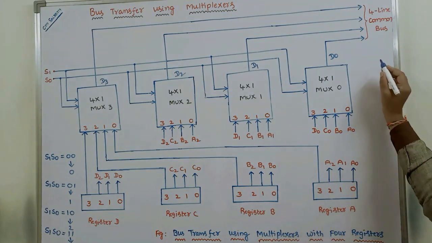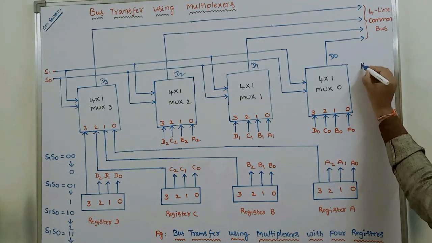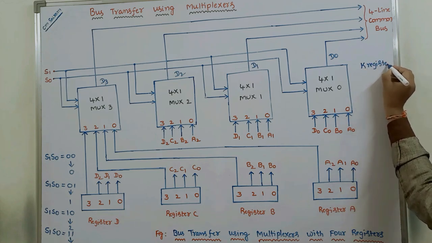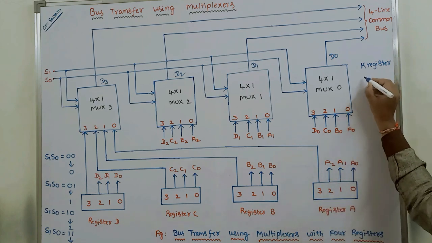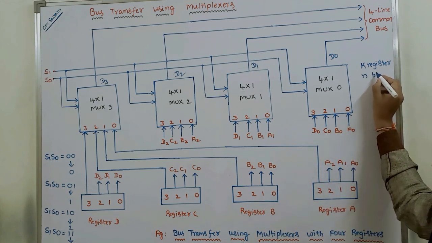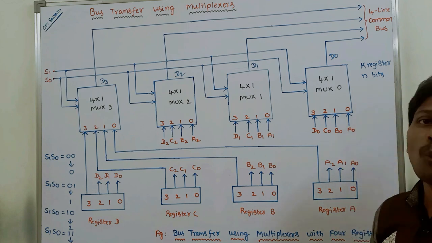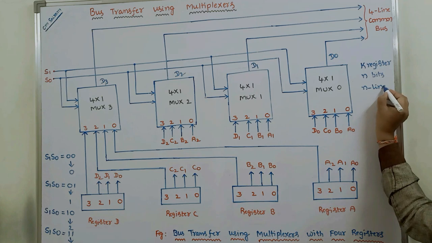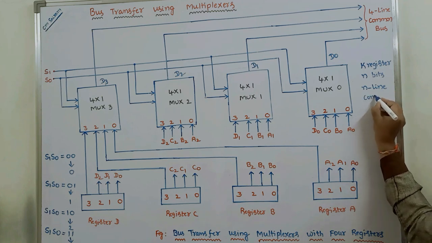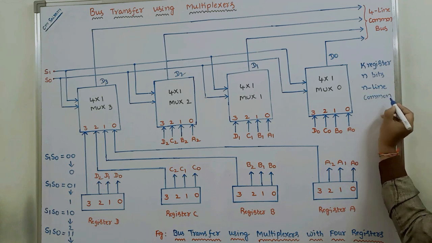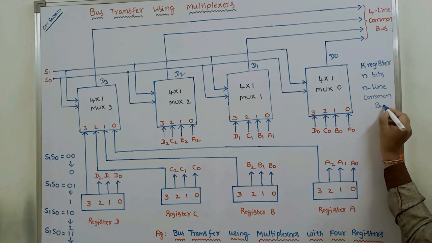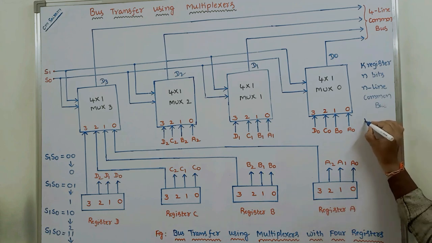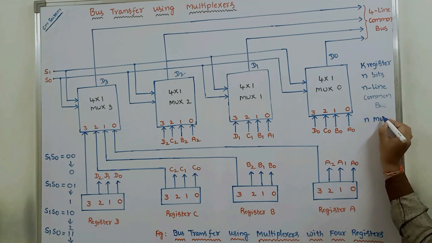That common bus system consists of k registers. Each register contains n number of bits. So therefore, we require an n-line common bus. How many multiplexers are required? n multiplexers are required.